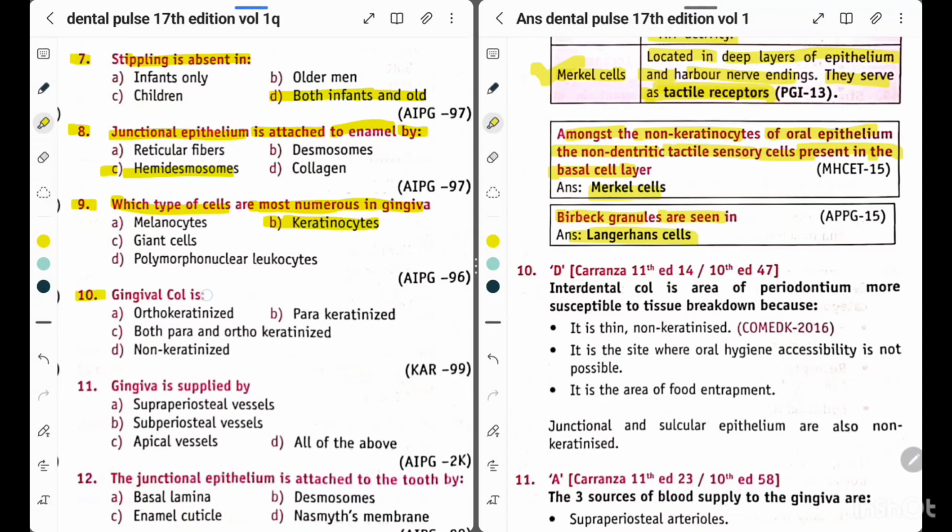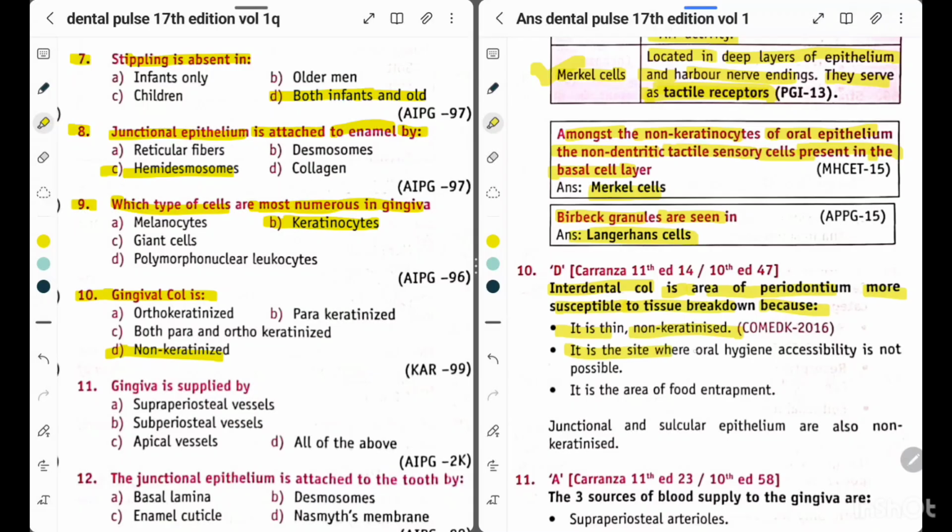Now question 10. Gingival col is, so option A, orthokeratinized, option B, parakeratinized, option C, both, or option D, non-keratinized. So its answer is option D, non-keratinized. So explanation: interdental col is area of periodontium more susceptible to tissue breakdown because it is thin and non-keratinized.